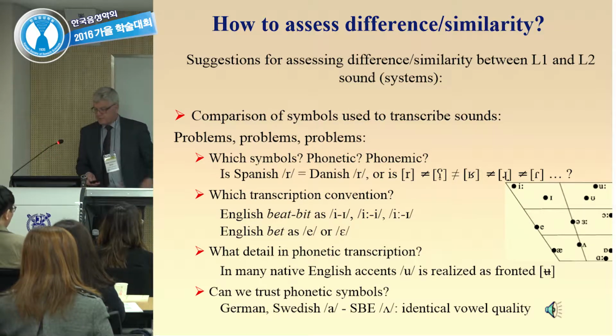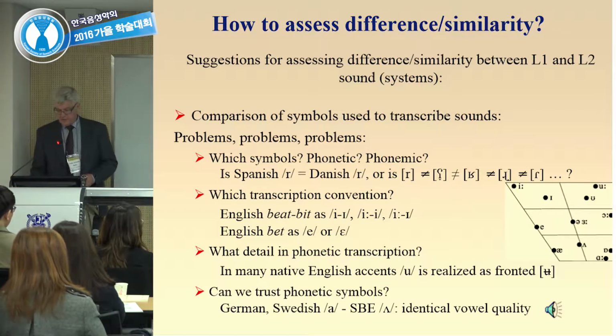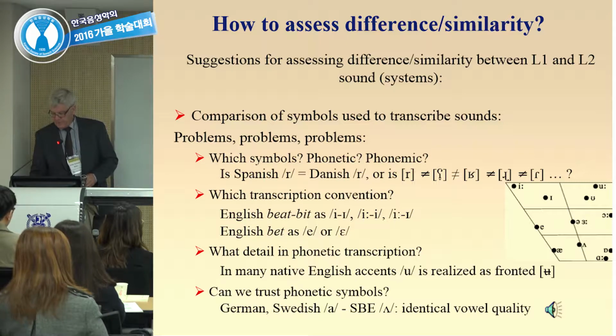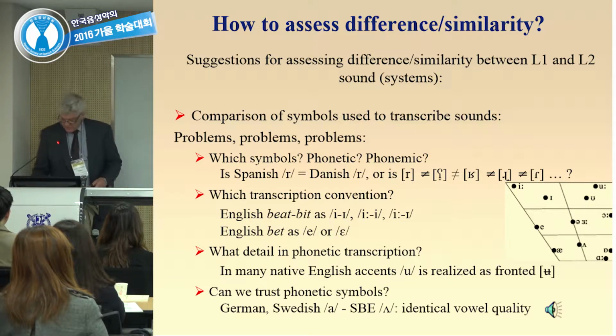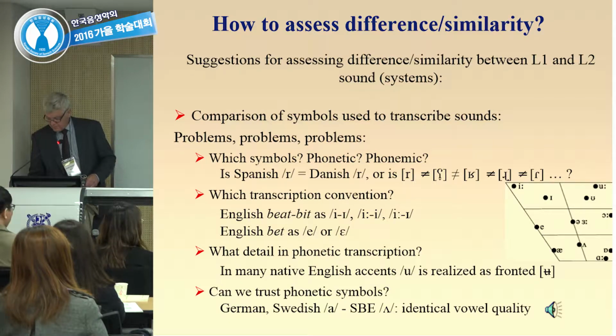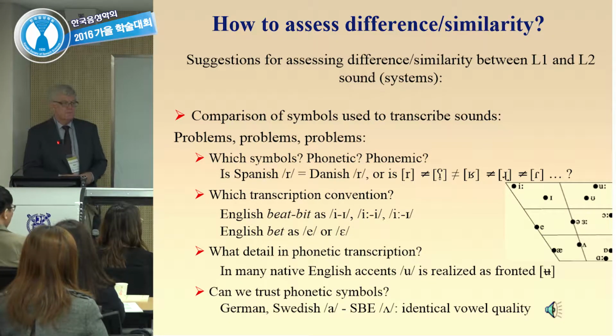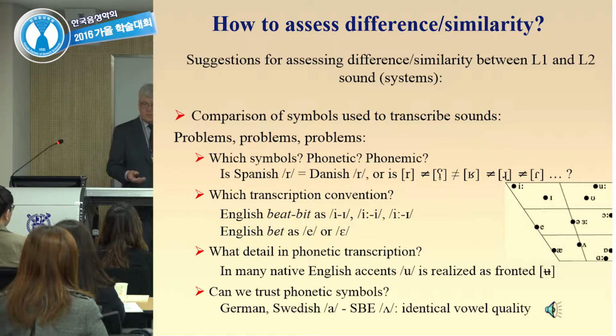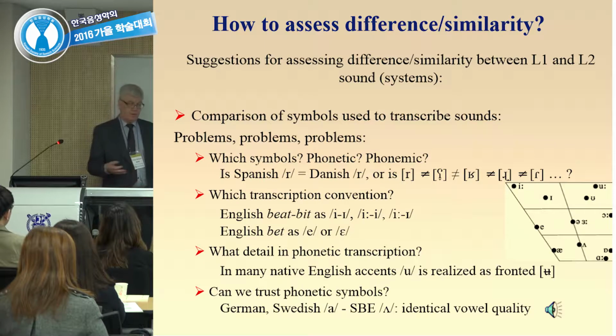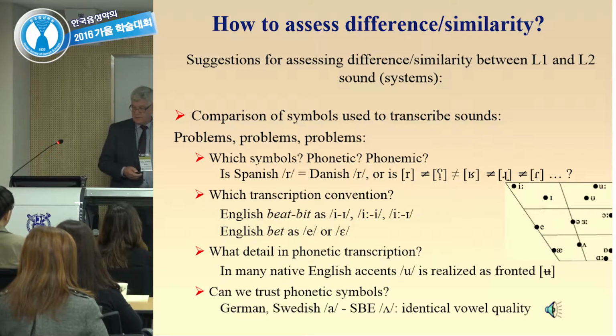And can we trust phonetic symbols? In German and Swedish and Southern British English, we have a vowel that, let me see whether I can play this for you. Well, I can hear it, which is probably not good enough. Hot. And I could ask people who know Swedish, German, and English, and they have no idea what they're hearing. And the quality is the same, absolutely the same quality, but for traditional reasons, this is transcribed differently in German and Swedish on the one hand, and in Southern British English on the other. So there are problems when we use symbols.